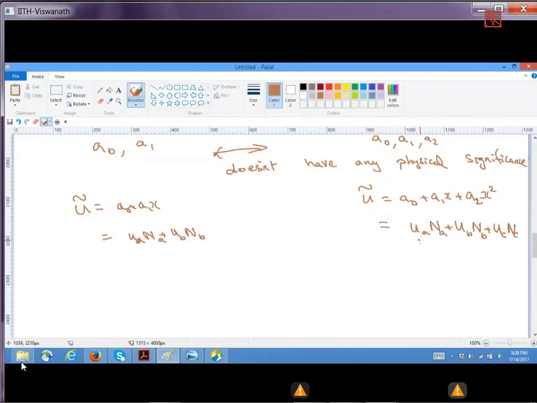What is uA, uB, uC, or here uA, uB? These are nothing but, when we draw a bar, let's say the displacement at this end is UA and the displacement at this end is UB. Similarly, in a three noded element, let's say this is UA, this is UB, and this is UC.